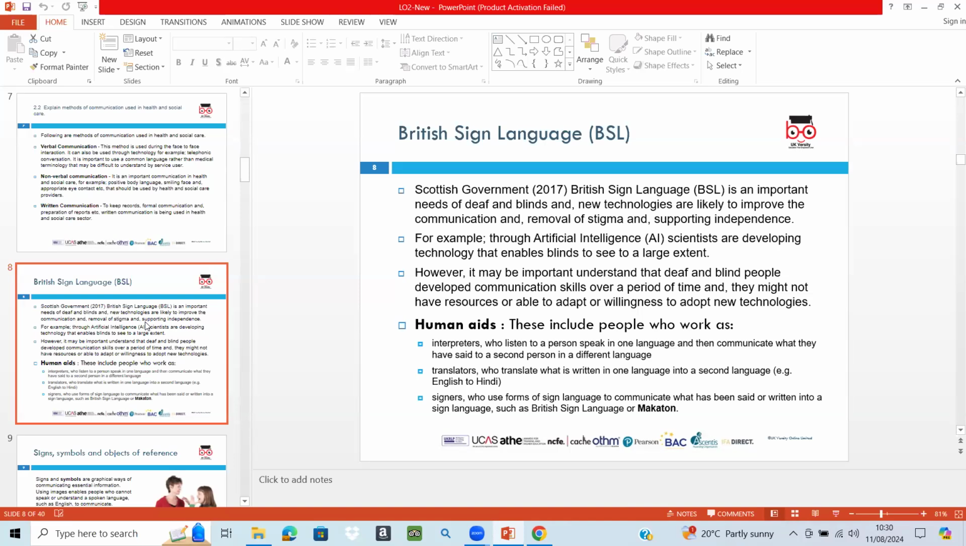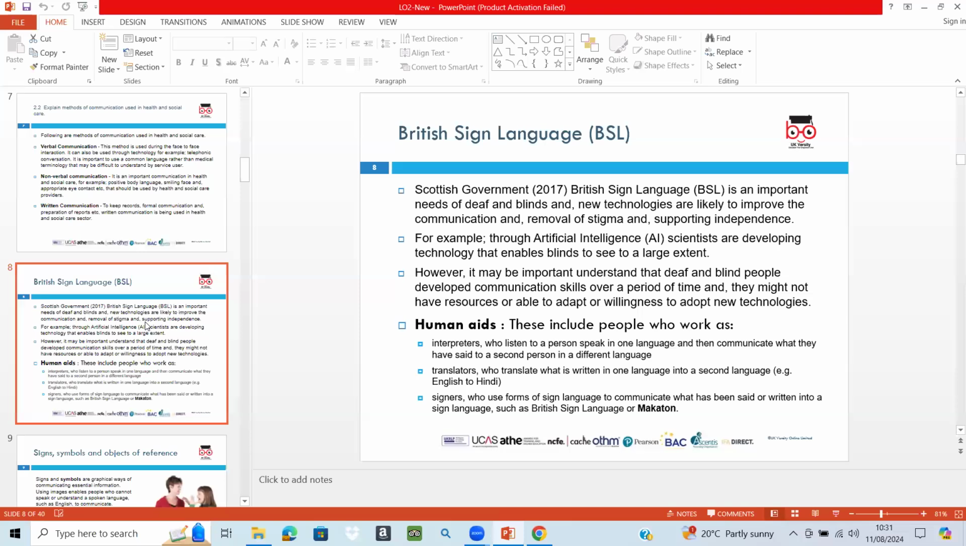And there are some new technologies as well. Advances in technology are helping to bridge communication gaps for those who use British Sign Language. For example, video relay services allow deaf service users or patients to communicate with hearing individuals through a sign language interpreter via video link. This technology can be especially useful during telemedicine appointments or when a British Sign Language interpreter is not available.